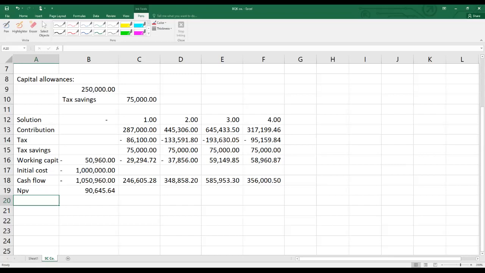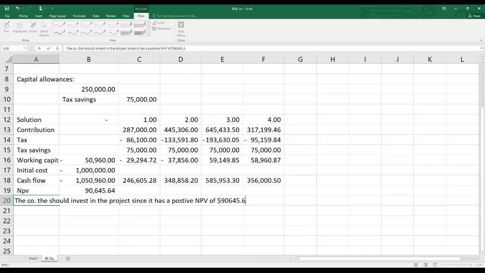Okay, that's part A. Should we invest in the project? Of course, we should invest in the project, okay? The company should invest in the project since the NPV is positive, 90,645. That is part C, being asked through a device, okay? The company should invest in the project since it has a positive NPV of 90,645. Yes, 0.64. That's okay.